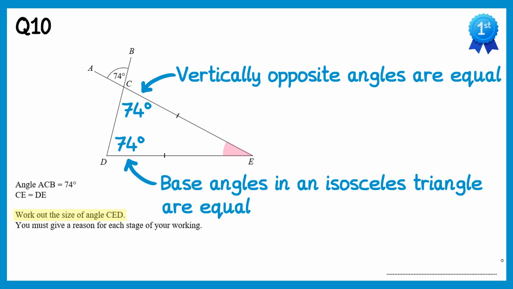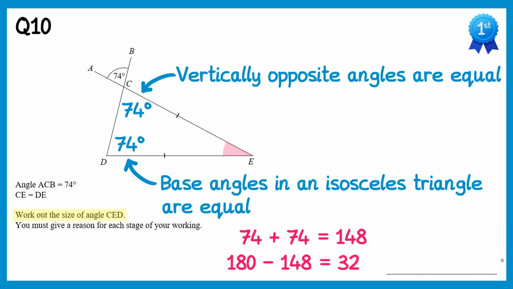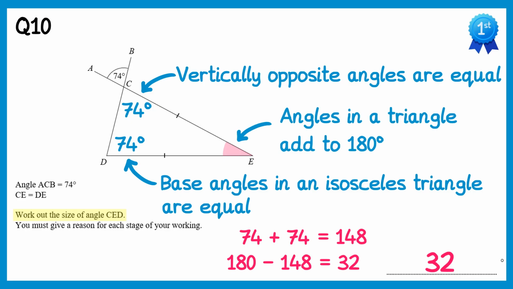Now we're only one step away from the answer, so if you look at the whole triangle CDE, we know 2 of the angles and there's only 1 left. You should know that the angles in a triangle add up to 180 degrees. So let's add together the 2 angles we have, 74 add 74, which gets you 148, and if we take this away from 180, we'll find the answer, which is 32 degrees. So the answer is 32 degrees, and we'll also pop on that final reason. So the reason for this angle was that the angles in a triangle add up to 180 degrees.